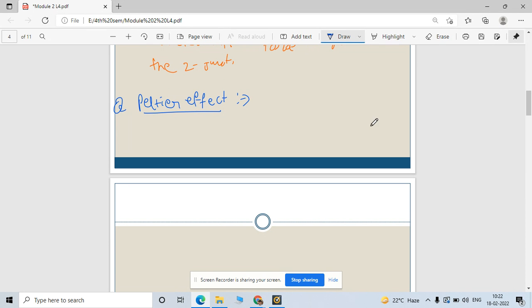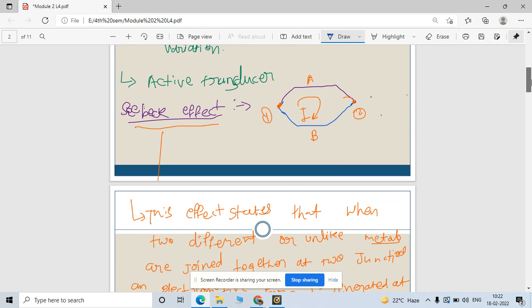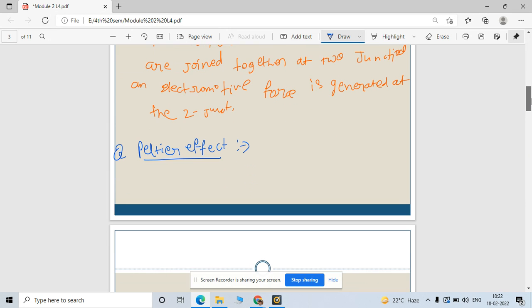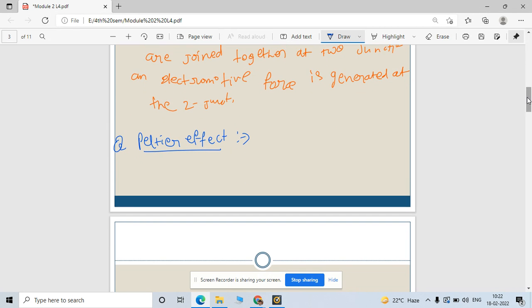Now, for example, for a two-metal connection, two different metal connections. If a number of metals are connected in different combinations, then for each connection there is a junction. At each junction some potential is created. That is explained in the Peltier effect, and this potential is created due to the difference in temperatures.